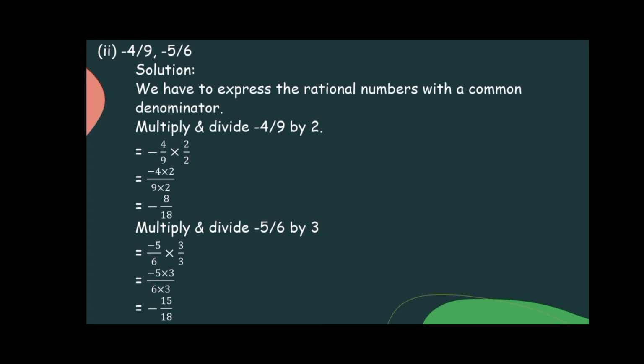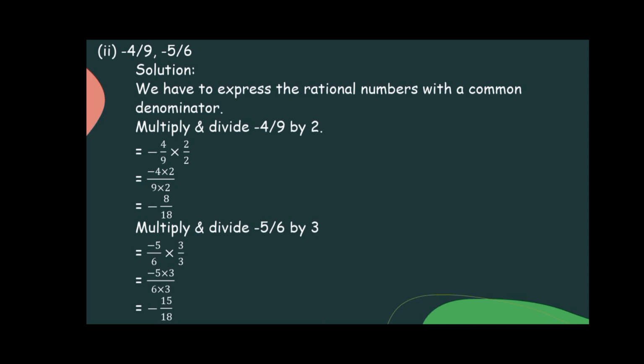Now in the second fraction, look at the denominator of the second fraction. What do we need to multiply this 6 with to get 18? That will be 3. 6 by 3 will be 18 now. Sorted. So multiply and divide this minus 4 by 9 by 2. Okay. That's why I've written 2 by 2 here.